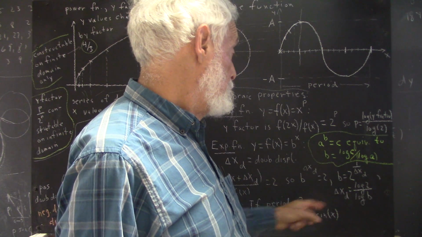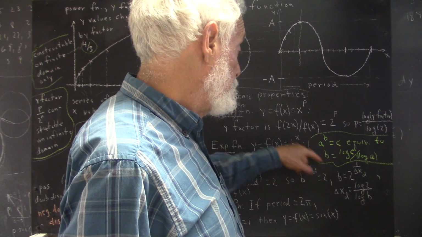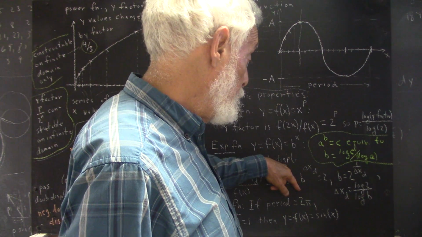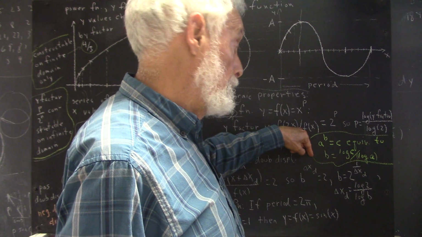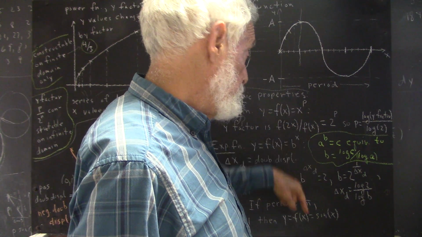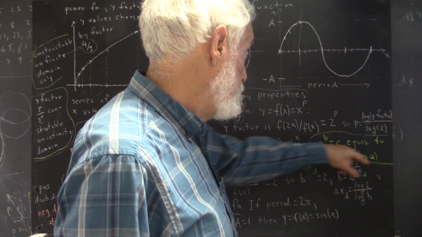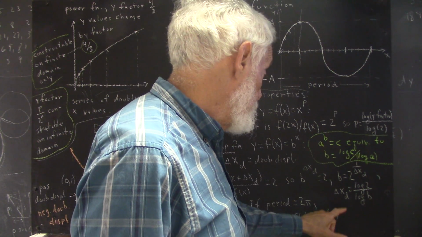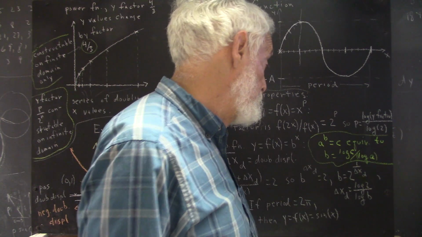And you could also solve this equation for delta x sub d. If you know b, you might want to find delta x sub d. So just using this fact here, we get delta x sub d as log 2 over log b.